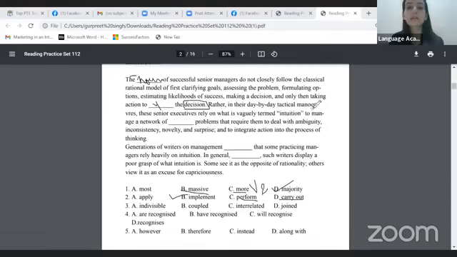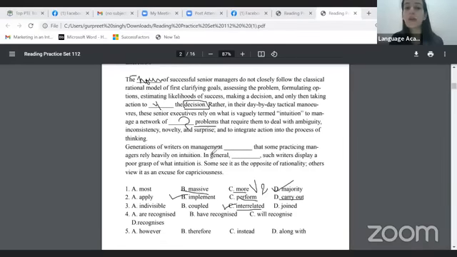"Rather, in their day-to-day tactical maneuvers, these senior executives rely on what is vaguely termed intuition to manage a network of problems that require them to deal with ambiguity, inconsistency, novelty, and surprise." Sentence is absolutely complete. Problems is a noun. So what kind of problems do they have to deal with? Indivisible are a type of problems. Coupled is not a type of problem. Interrelated can be. Joined is more used with things which are physically joined to each other. So problems is an abstract thing, so we'll go with interrelated. Interrelated means one problem is linked to the other problem, and hence the next problem is also linked to the previous two problems. That is called interrelated problems.